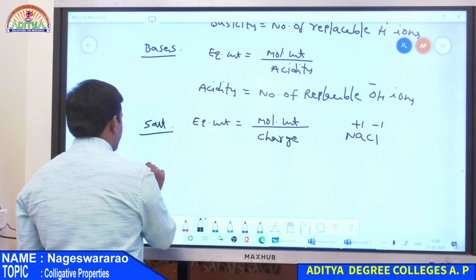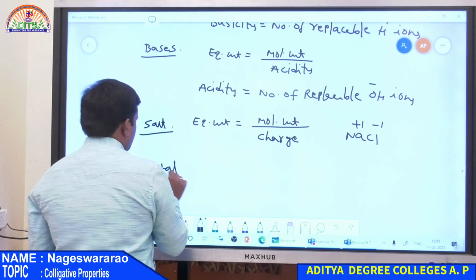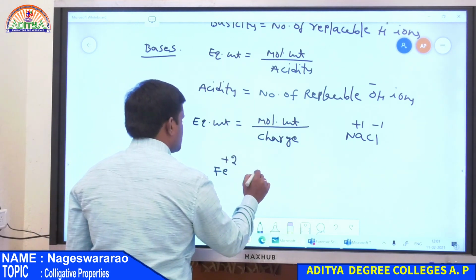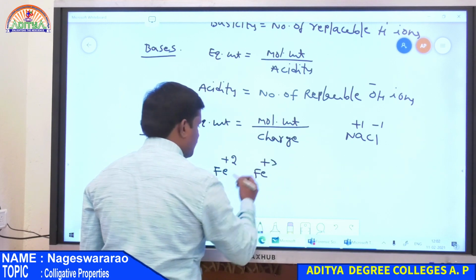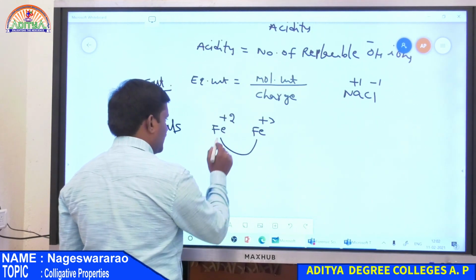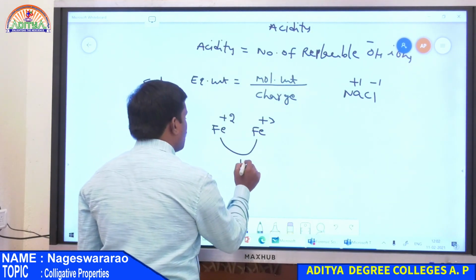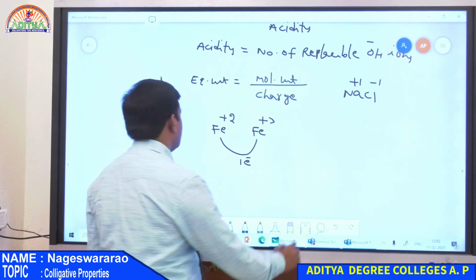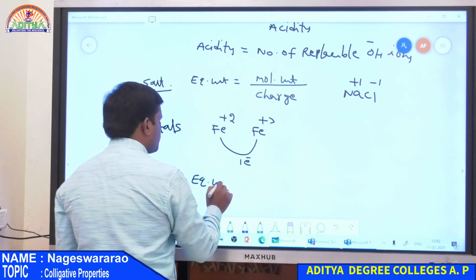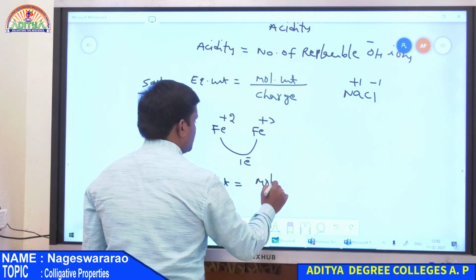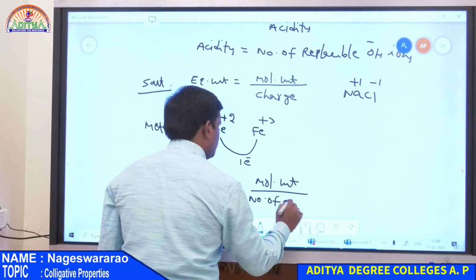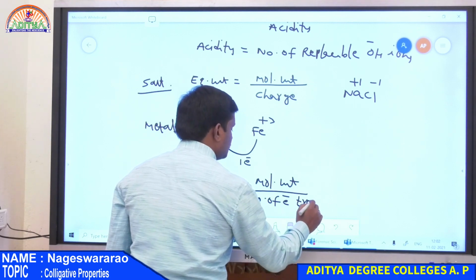And the fourth case is for metals. If it is iron, then iron has only a +2 state as well as a +3 state. Therefore here there is a transfer of electrons. How many electrons are transferred between iron 2 and iron 3? There is only one electron transfer. Therefore for a given metal, equivalent weight is equal to molecular weight divided by the number of electrons transferred.